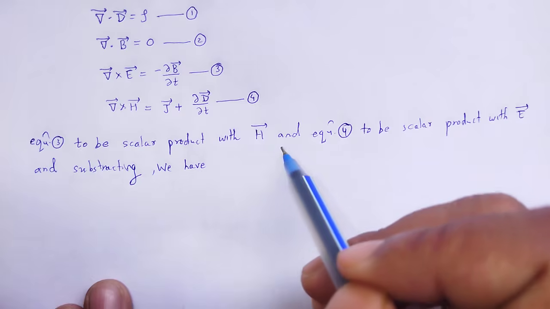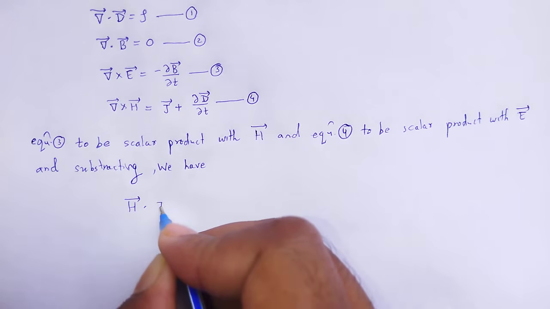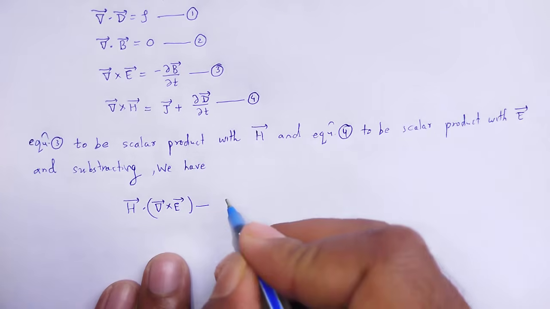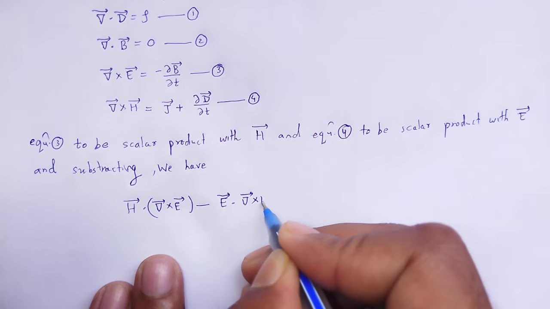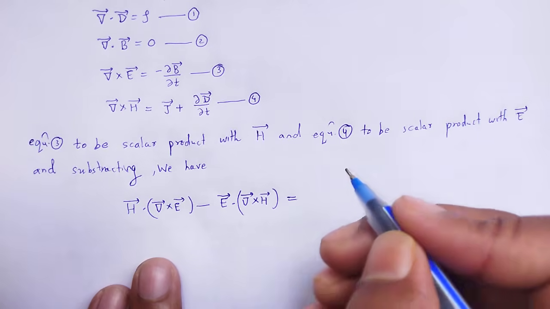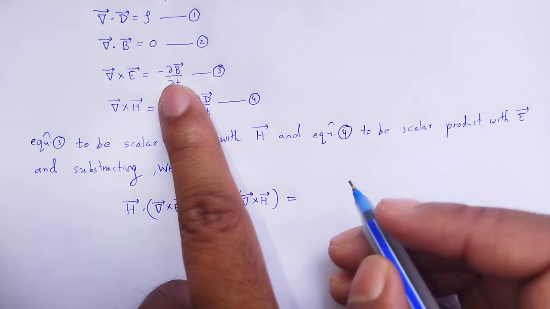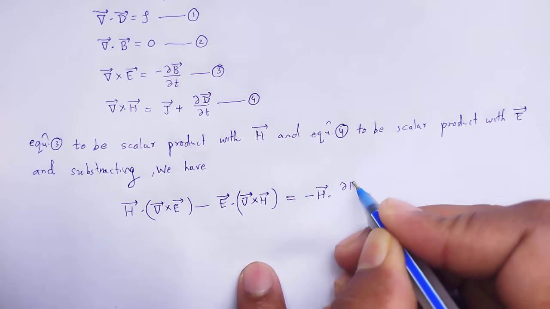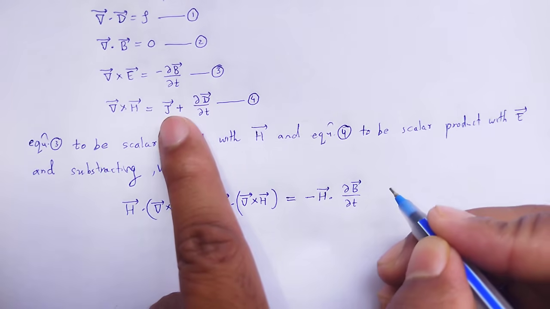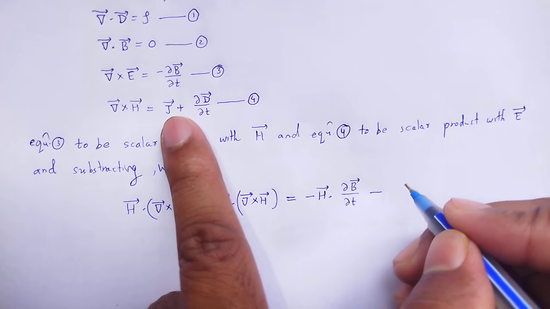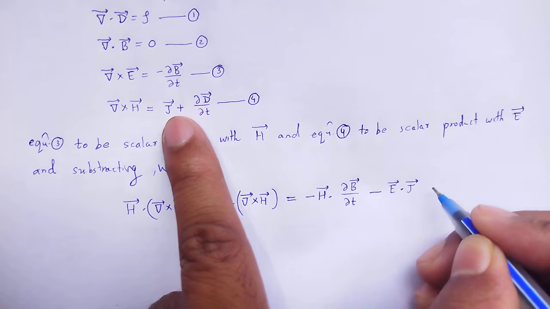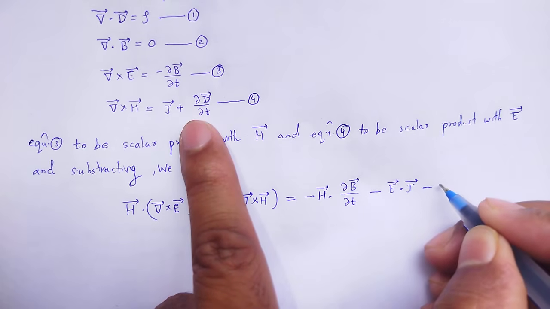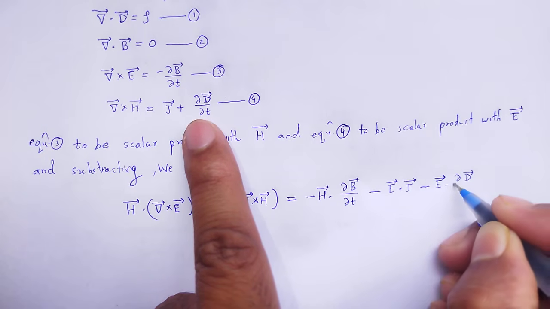We have the scalar product of equation number 3 with H vector, H dot grad cross E, minus equation number 4 with E vector, E dot grad cross H, is equal to minus H dot del B by del t minus E dot J minus E dot del D by del t.